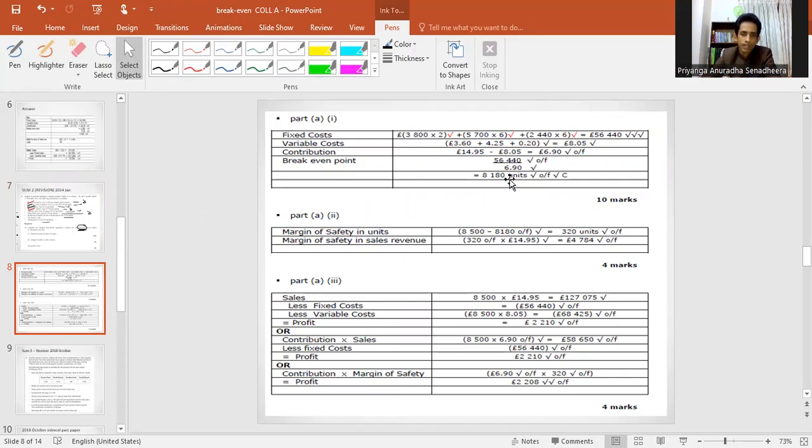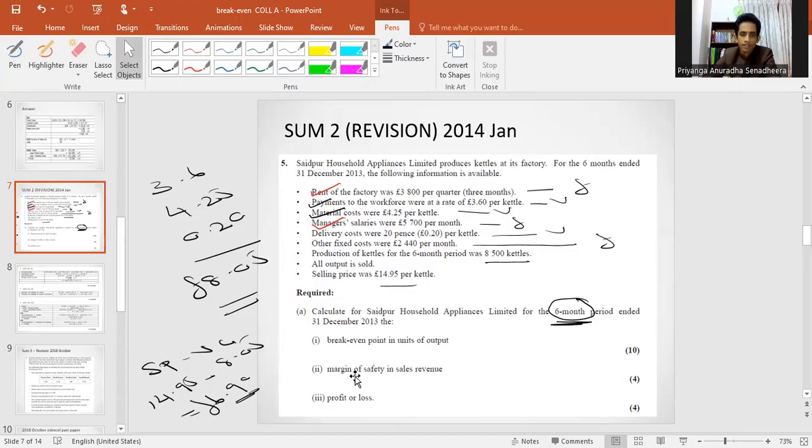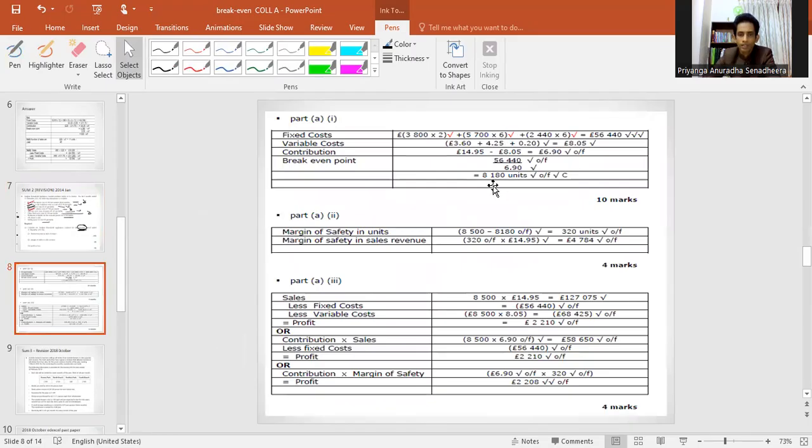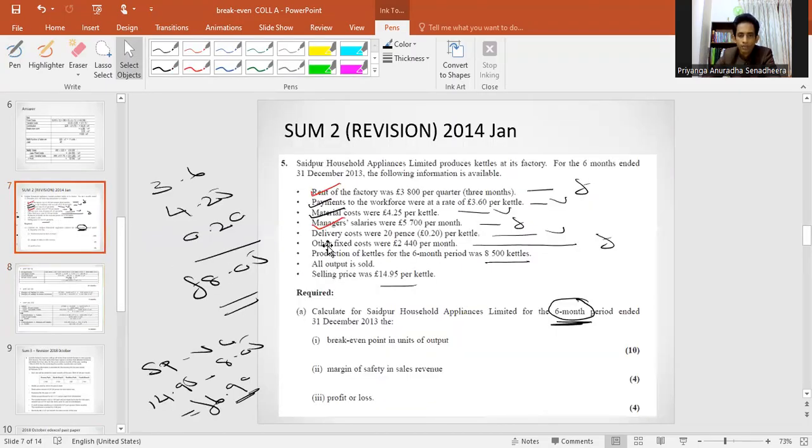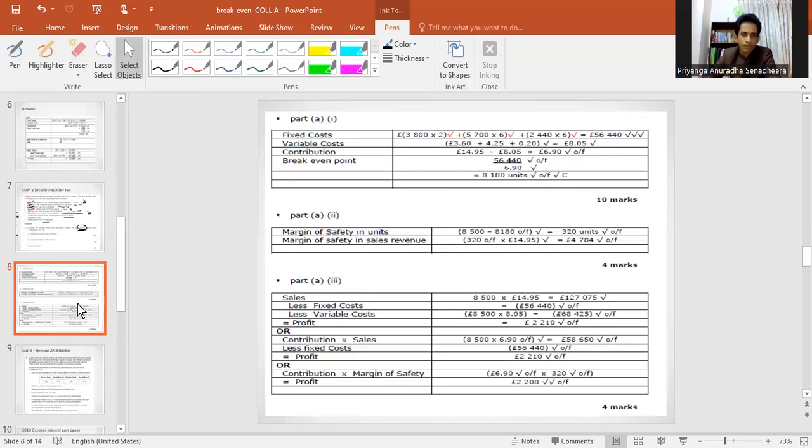So your answer will be 8,180 units. The second question they ask is about margin of safety, not in units, in sales revenue. So first of all, we have to calculate the margin of safety in units. Now we know the break-even output is 8,180. The existing output given is 8,500. So 8,500 minus 8,180 is 320 units. That's the margin of safety in units.